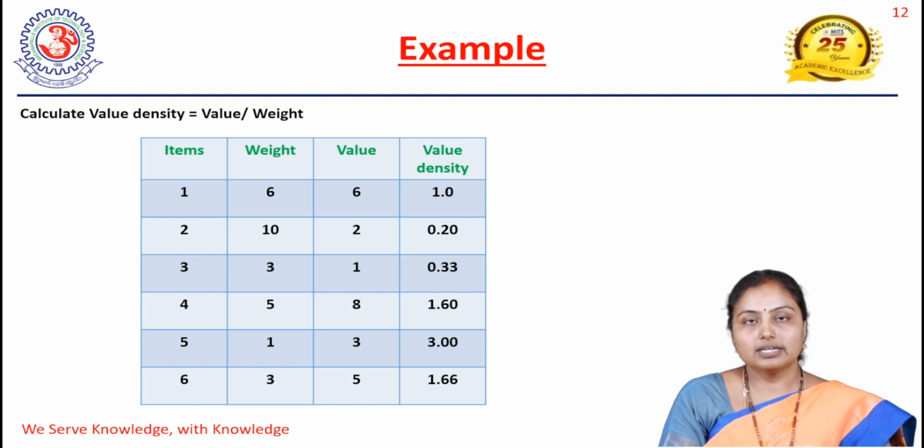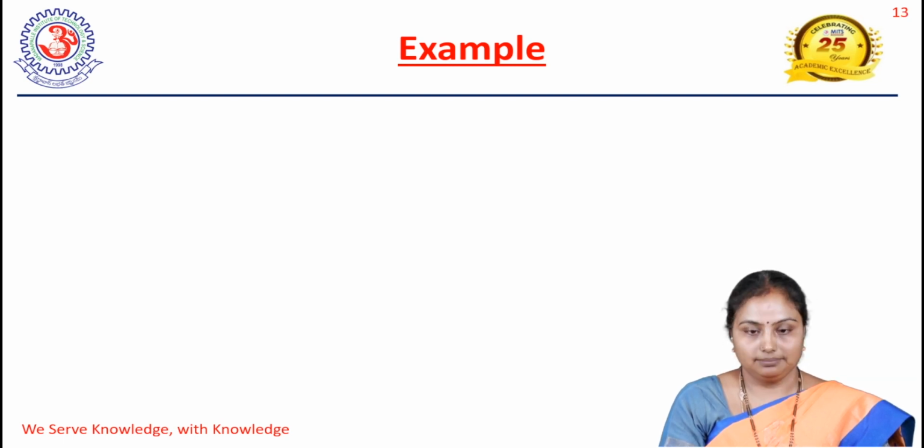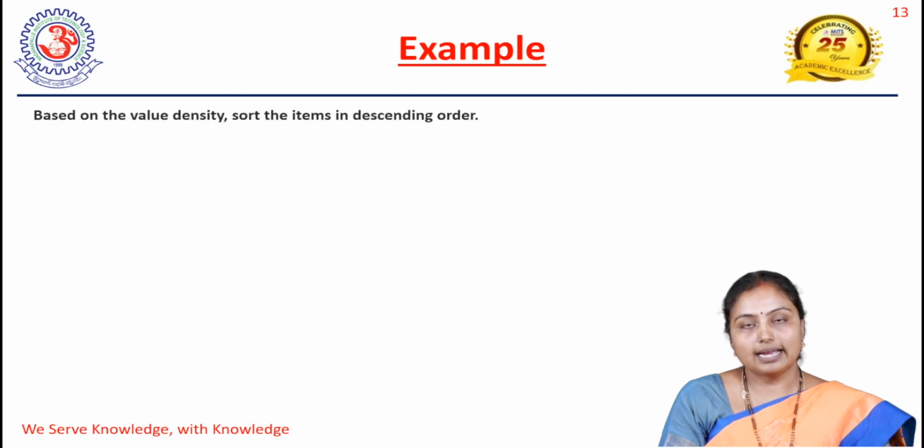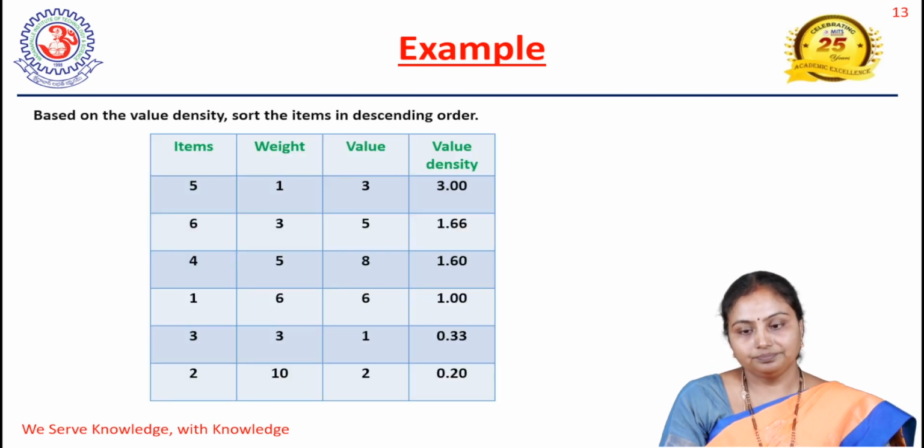So after this, what is the next step? We have to sort the items based on the value density. That means it should be in descending order. Now we are writing all the items in descending order. So this is the descending order. If you observe here, you can see the highest value density items are in front, and later the smallest values are there. Here you can observe the item numbers also changed because this value density corresponds to item 5.